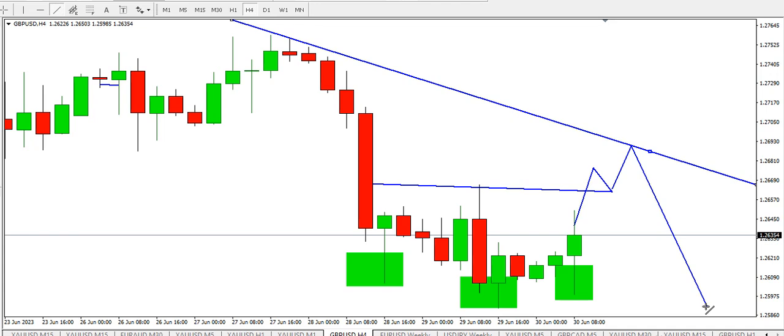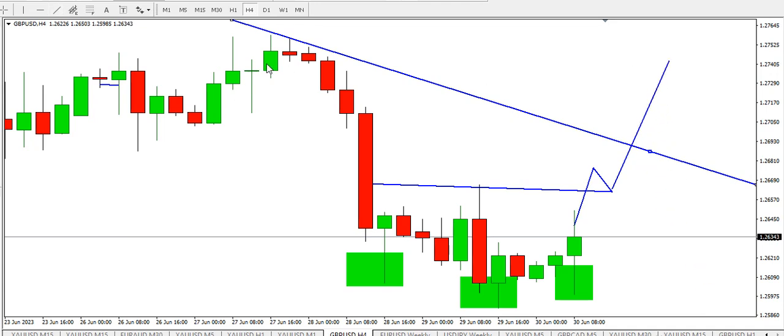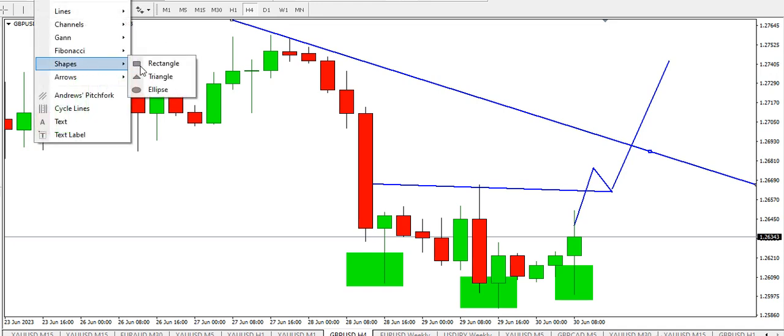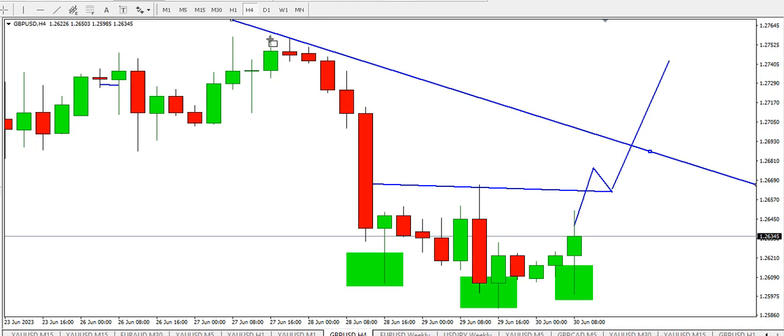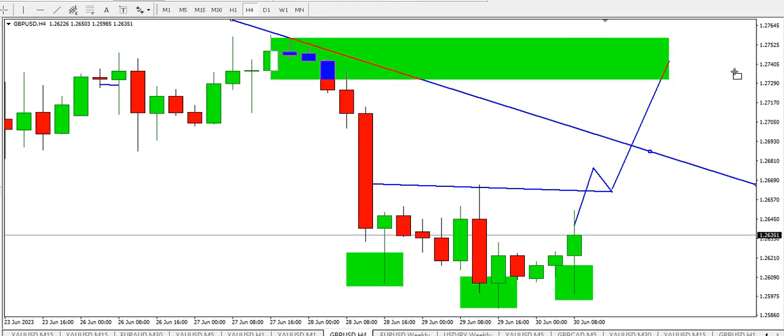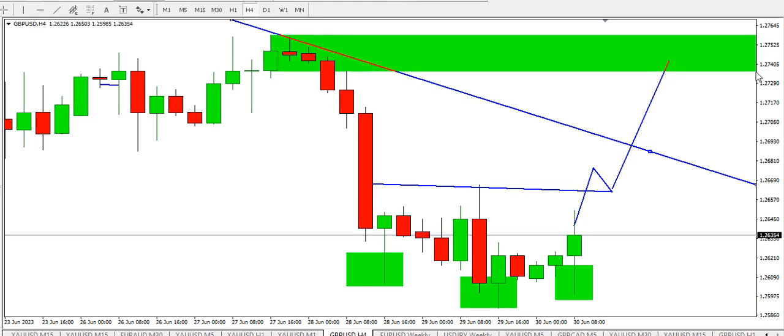But if price is not going to drop, price is going to go up to get to this particular supply zone. We have this order block that might serve as a supply zone for price to drop. Okay, so that's that for the 4-hour time frame.